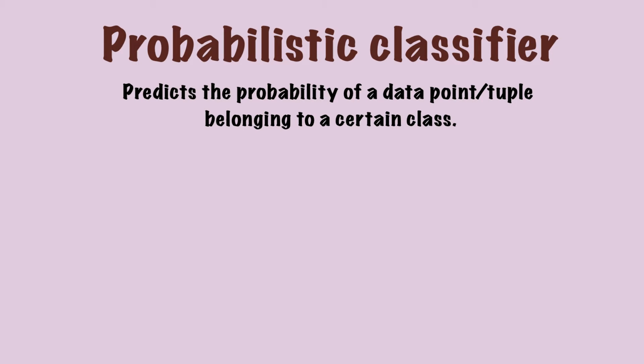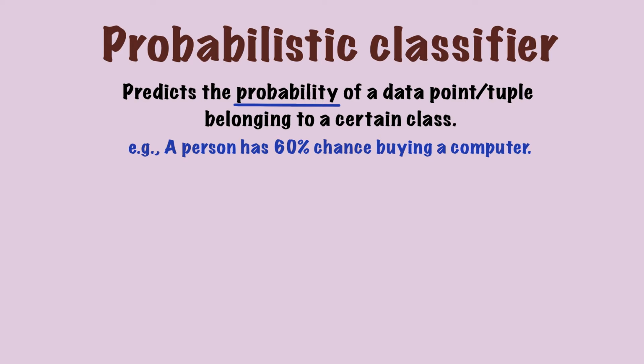To begin with, a probabilistic classifier predicts the probability of a tuple belonging to a certain class. The important point here is that we are now talking about probability, like a person has a 60% chance of buying a computer. In other words, the model doesn't directly predict whether a person will buy a computer or not. It just estimates the likelihood.